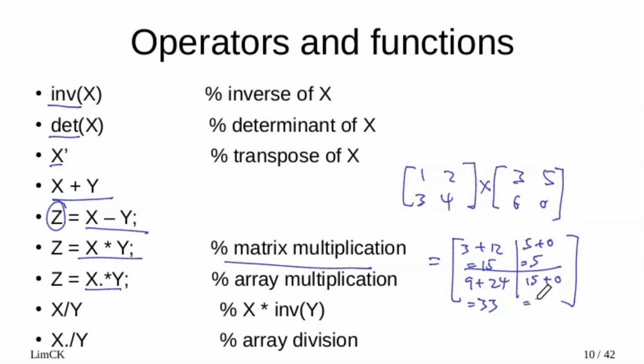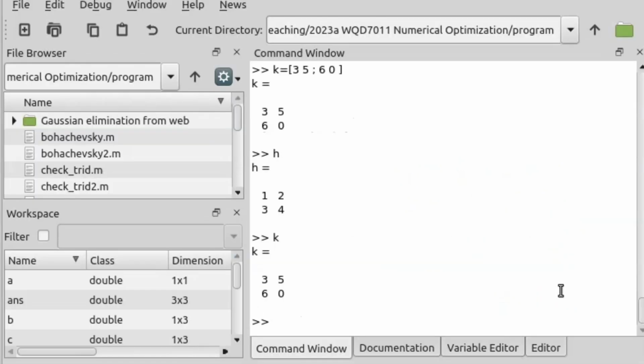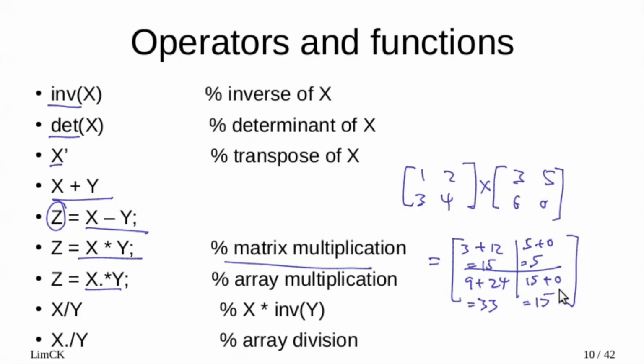Okay, then we get 15 as a result. So you see, if I do H multiply with K, we get this, right? Correct or not? So this is the matrix multiplication that we learn in mathematics, normally.